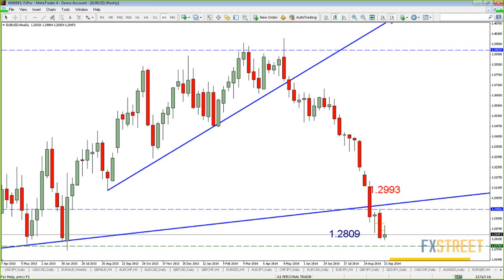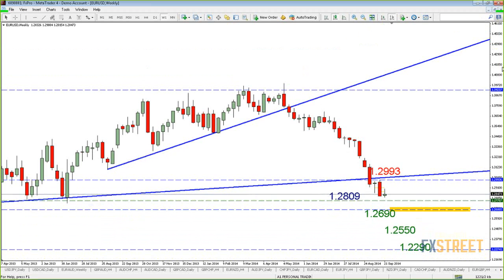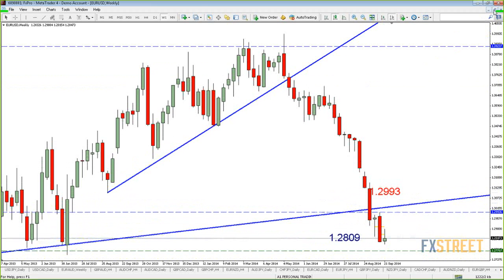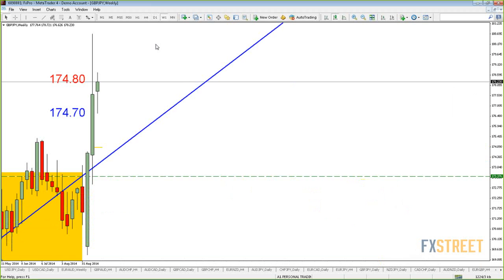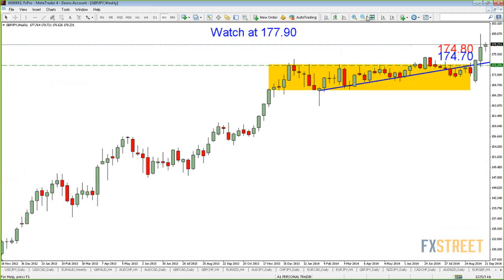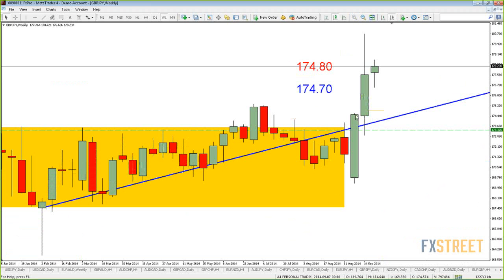So yeah, I really like the euro. I'm in the pound yen still. That's the weekly breakout. Like I said, this wick right here was also made last week on Monday. This is where the pullback was. So it's kind of like the euro weekly in reverse. And then it went up.